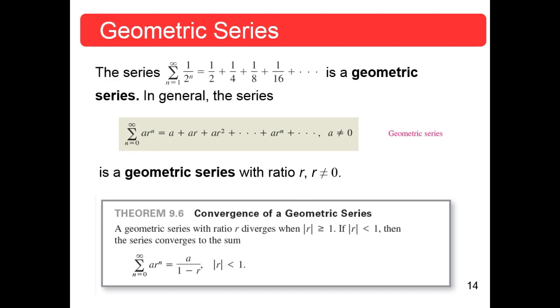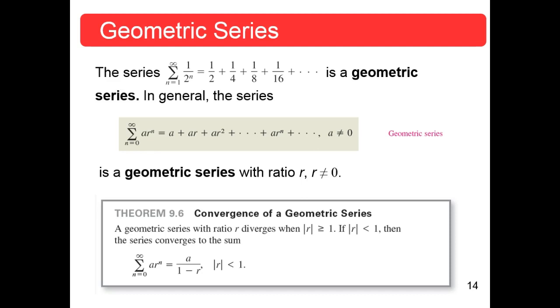Okay? So here is our theorem 9.6, convergence of the geometric series. A geometric series with the ratio r diverges whenever that absolute value of r, that ratio, is 1 or greater. Absolute value 1 or greater. That would be -1, 1, 1.2, anything, -1.07, that would diverge anytime the absolute value of the ratio is greater than 1. If the absolute value of the ratio r is less than 1, then it always converges, and what does it converge to?